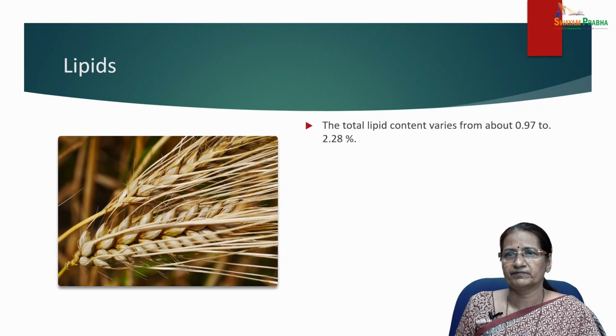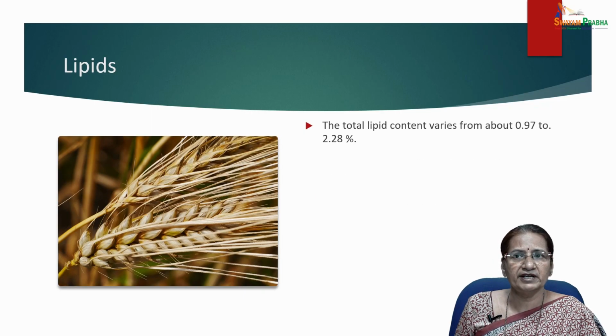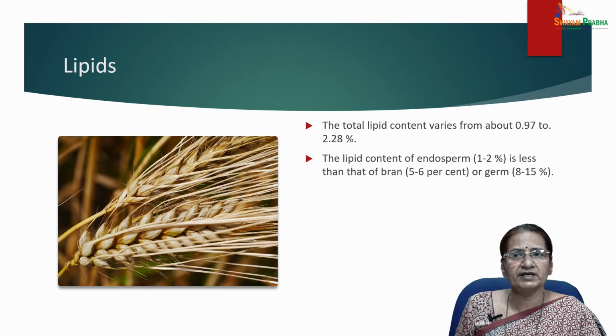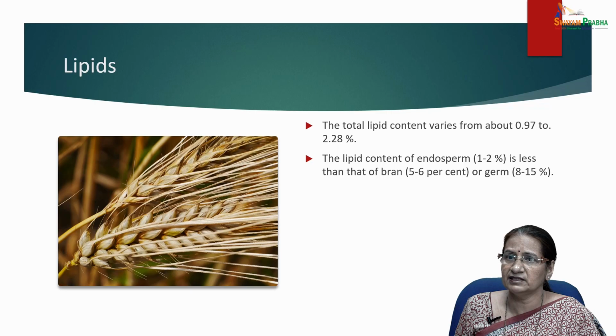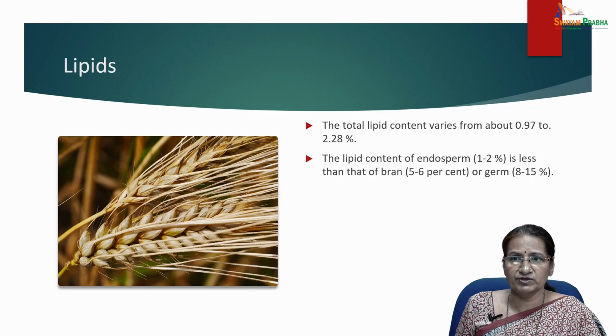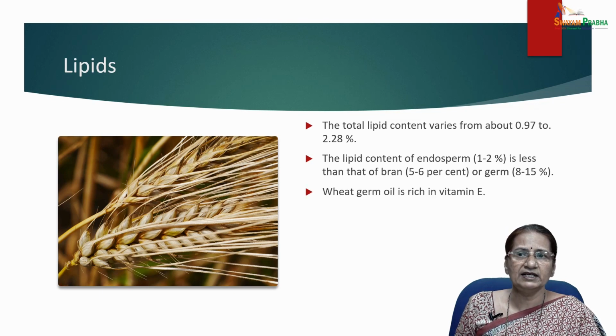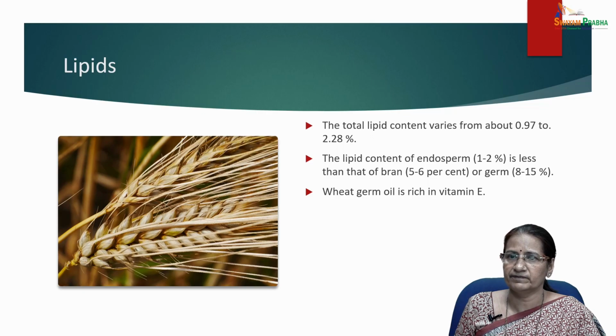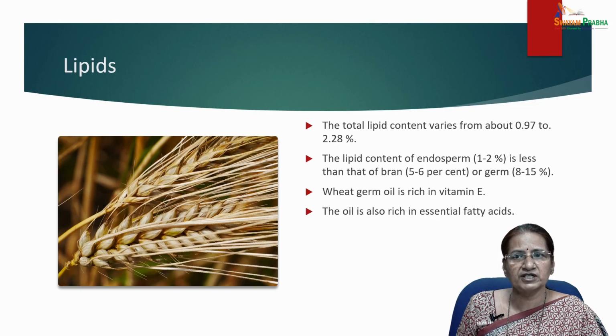The lipids. The total lipid content varies from about 0.97 to 2.28%. The lipid content of endosperm, that is 1 to 2%, is less than that of bran, which is 5 to 6%, or germ, 8 to 15%. Wheat germ oil is rich in vitamin E. The oil is also rich in essential fatty acids.